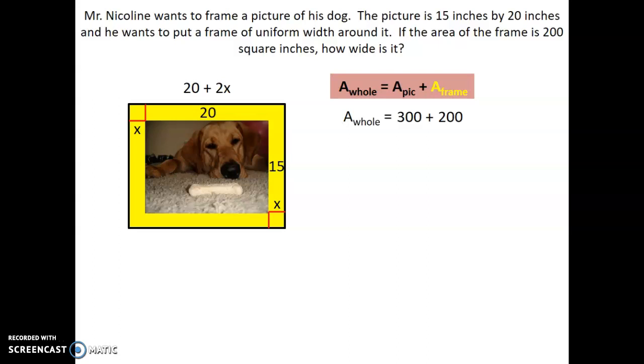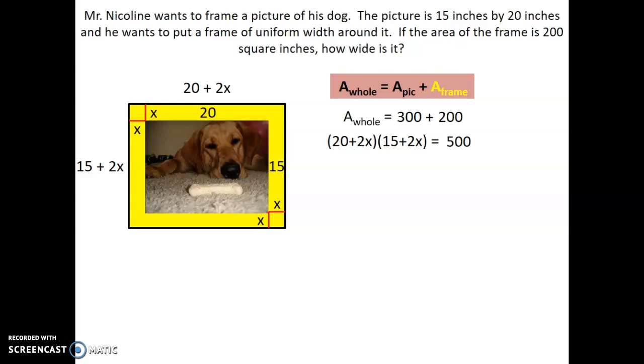When we do the height of the picture, it's the same idea. We have two dimensions that are uniform, so they are both going to be X's again. Right? And then to find the height, you take X, which is the top part of the frame, then the 15 for the picture, and then the X for the bottom part of the frame, which gives you 15 plus 2X. Okay, so now if we're trying to find the total area, we're going to take those dimensions. We're going to take 15 plus 2X and 20 plus 2X and multiply them together, and it equals the total area, which we just found above, 500.